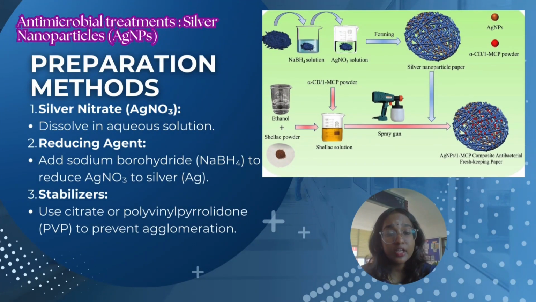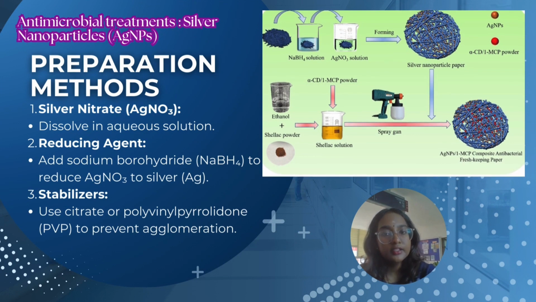How are silver nanoparticles created? Okay. Silver nanoparticles are often prepared using chemical reduction methods. Silver nitrate, AgNO3, is reduced to silver using a reducing agent like sodium borohydride, NaBH4, in an aqueous solution. Stabilizers such as citrate or polyvinylpyrrolidone (PVP) are added to prevent agglomeration.